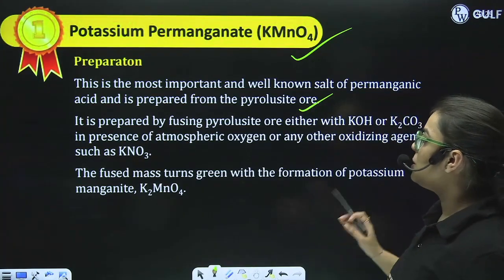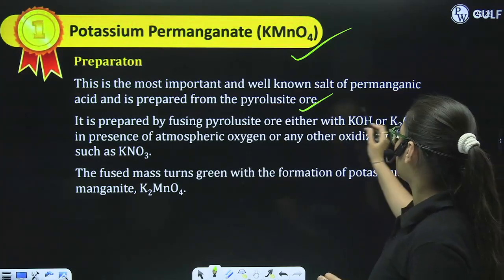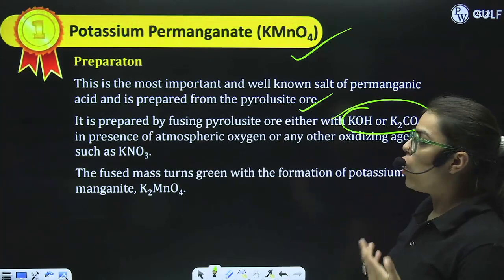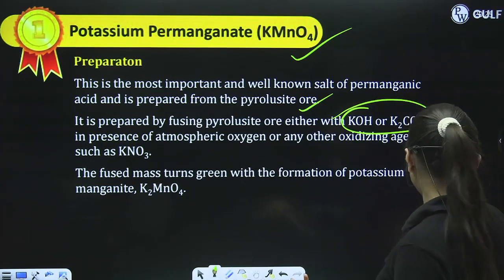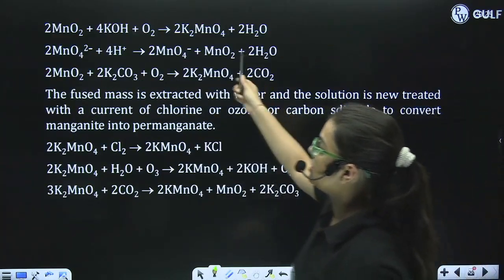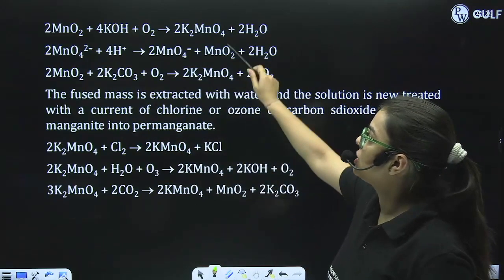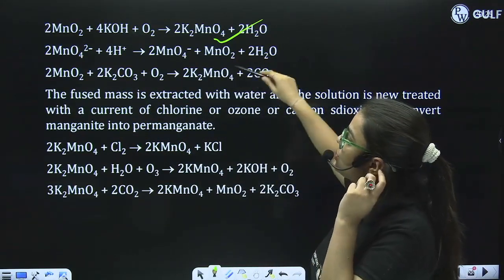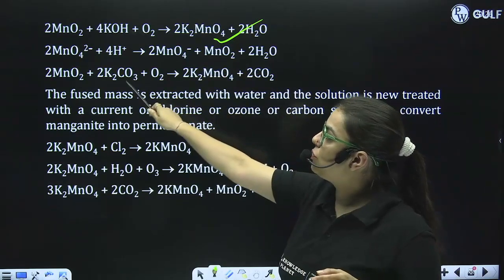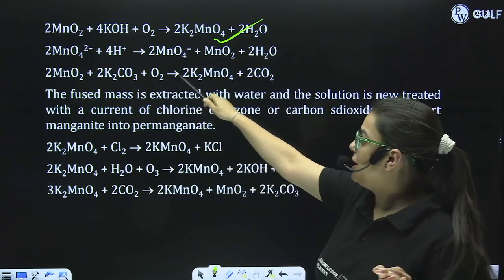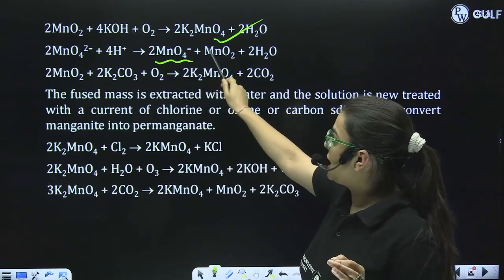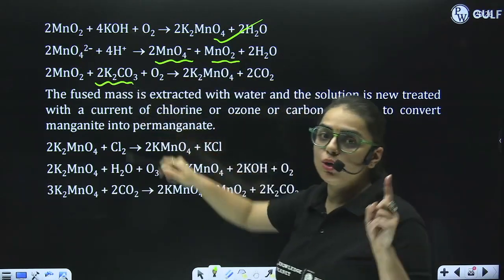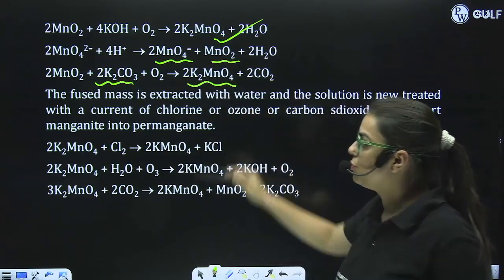Okay, it is prepared by fusing pyrolusite ore either with KOH or with K2CO3 in the presence of atmospheric oxygen or oxidizing agents such as KNO3. So you can clearly see this reaction. Basically, MnO2 reacts with KOH, it will produce K2MnO4, right? And if you want to see this reaction in detail, MnO4 2- reacts with H+ and will form MnO4 -, liberating MnO2.